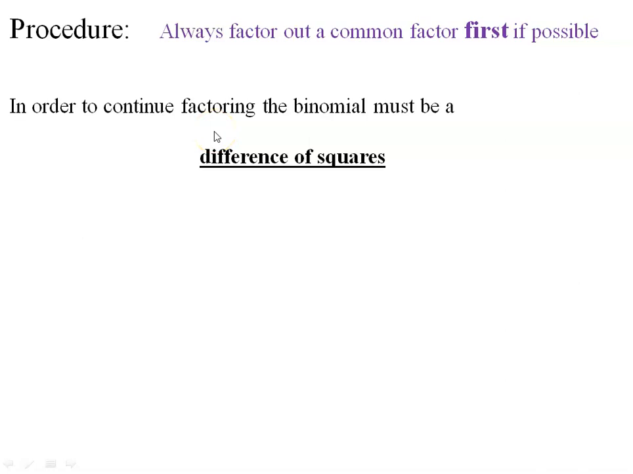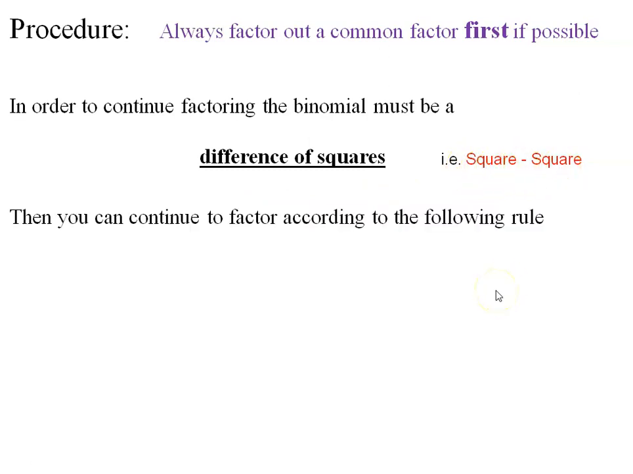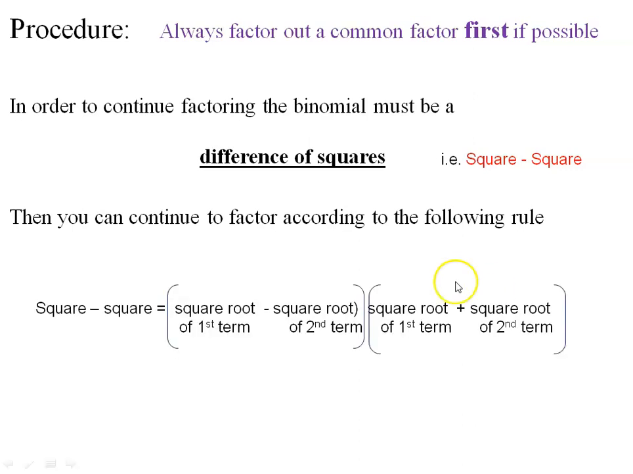After you have done that, in order to continue, the binomial must be a difference of squares. The word difference in math means a subtraction. So what that means is that there's a perfect square minus another perfect square. If you have that, and only if you have that, this is how that factors. So if you have a perfect square, the square root of that first term minus the square root of the second term times the square root of the first term plus the square root of the second term.